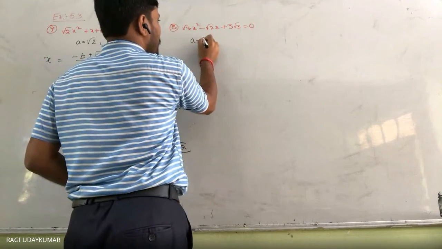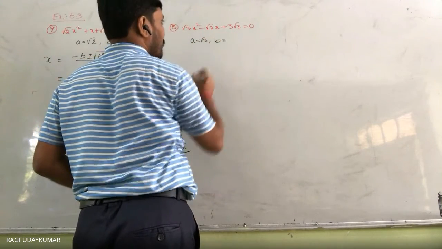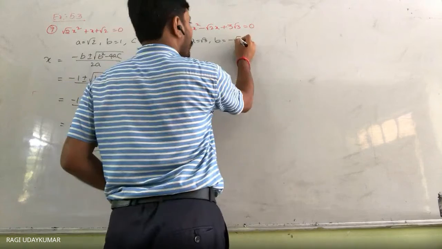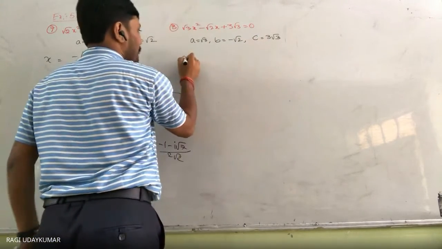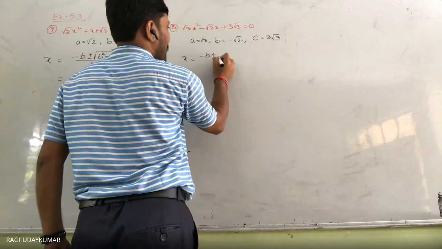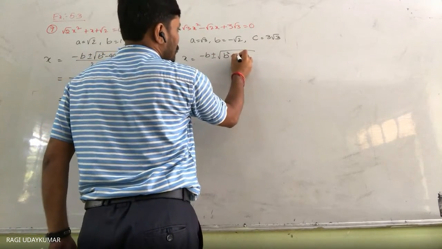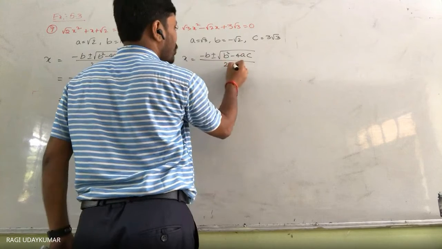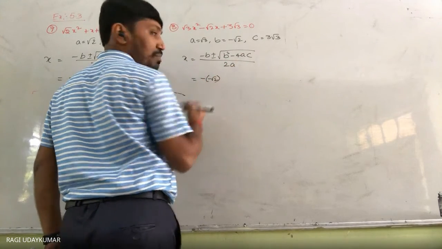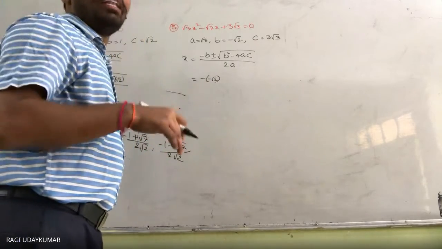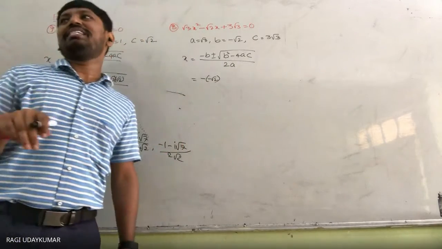A equal to root 3. What is B? Minus root 2. C is equals to 3 root 3. X is equals to minus B plus or minus under root of B square minus 4AC by 2A, which is equals to minus of minus root 2. Be careful here. B value is minus root 2. In the formula minus is there.